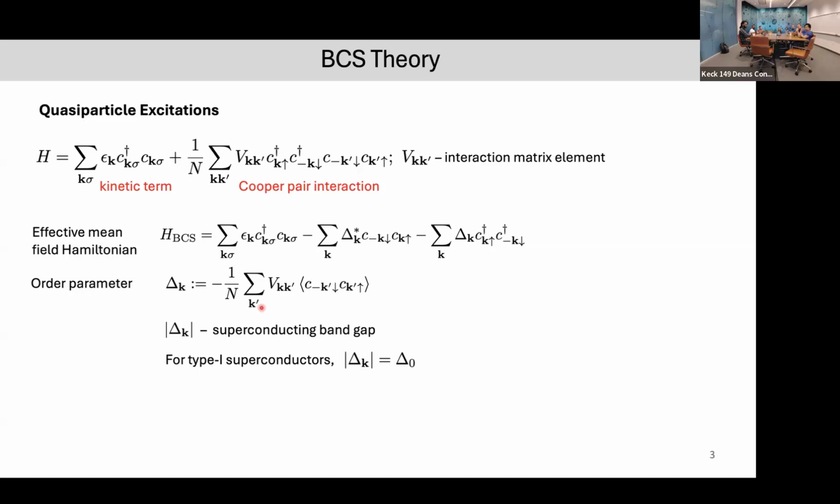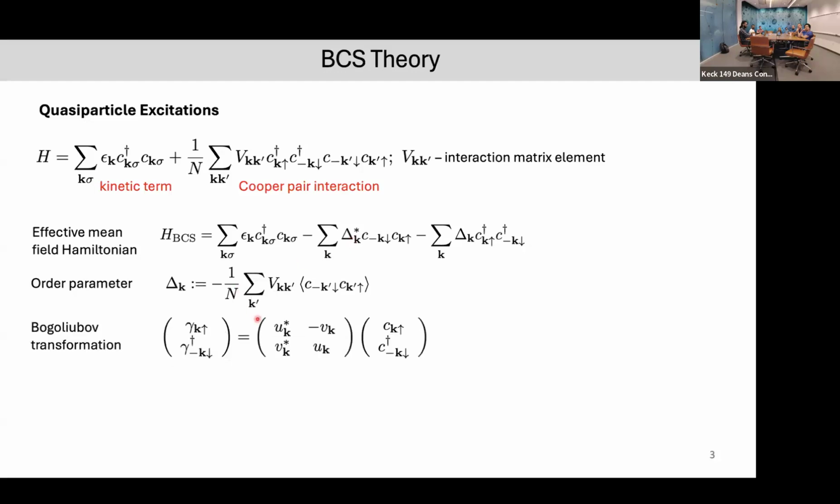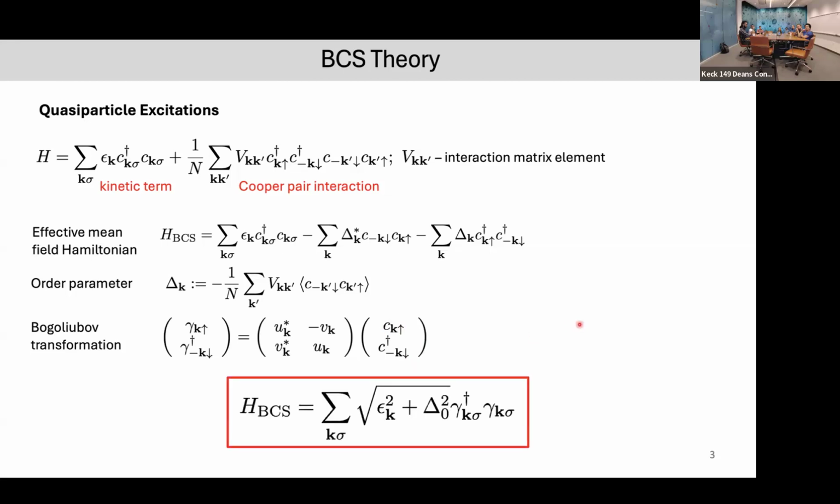And if we want to diagonalize this Hamiltonian in order to study the nature of the excitations involved, we use what is known as the Bogoliubov transformation, where these quasi-particle operators are expressed as a coherent superposition of the electron and the holes. And the diagonalized Hamiltonian looks like this. So the gammas give you the quasi-particle excitations, and the coefficient here gives you the energy of the individual quasi-particles. So it depends on the band gap and the kinetic part of the quasi-particles.